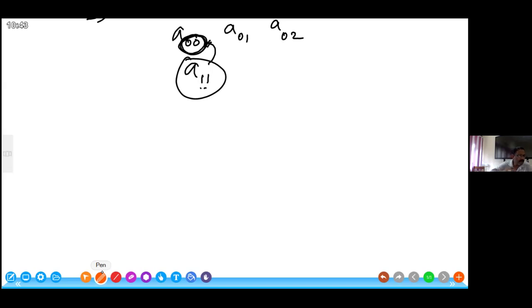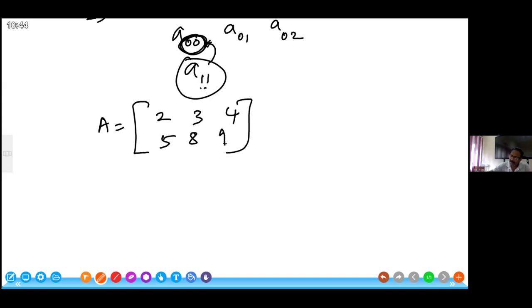Right. Now, let's move to the other information. Let's say a matrix A: 2, 3, 4, 5, 8, 9. Look at another matrix.